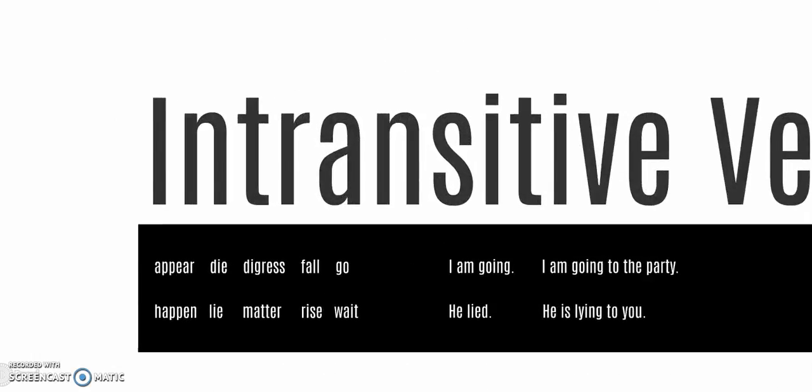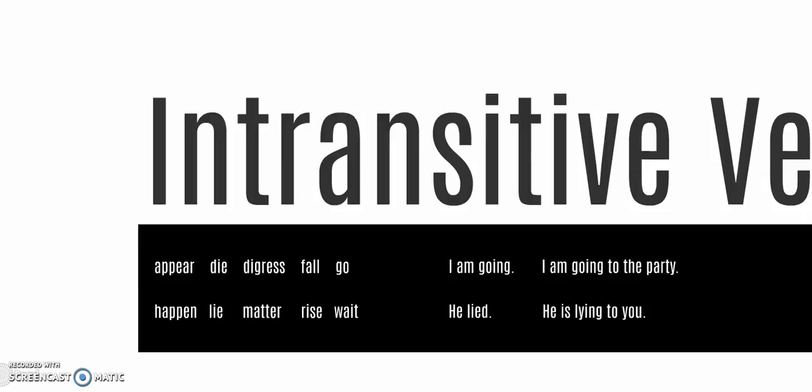So, I am going. He lied. I am going to the party. He is lying to you. None of those have an object on it. The fuller sentences, the expanded sentences, I'm going to the party, he is lying to you, both have, in this case, adverbials on the end. It's not an object. So these can be used without an object.